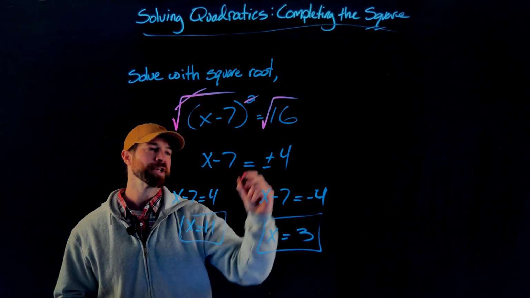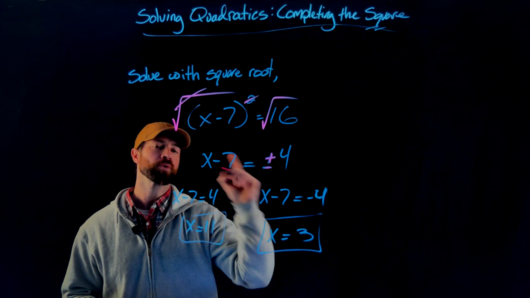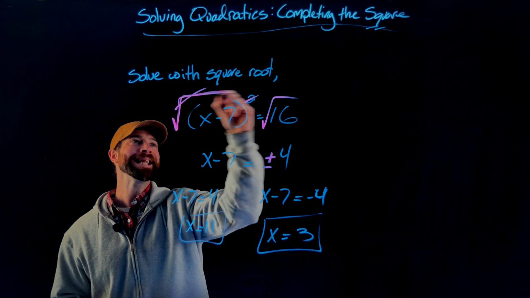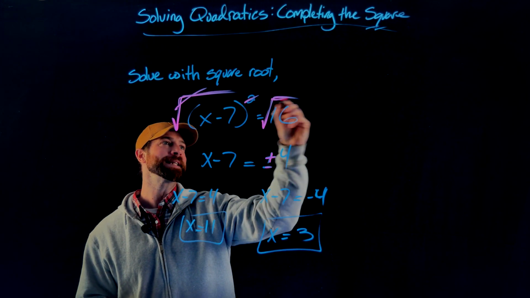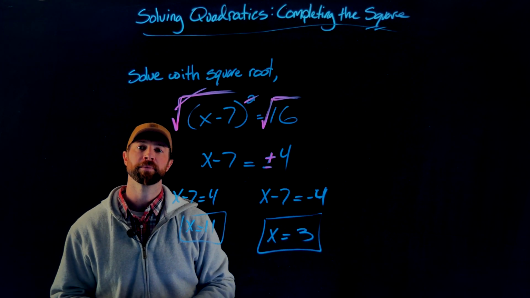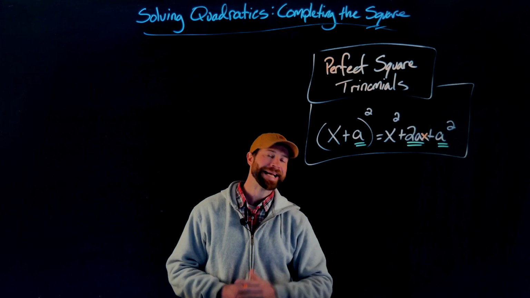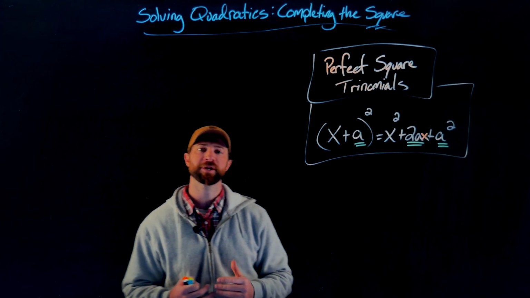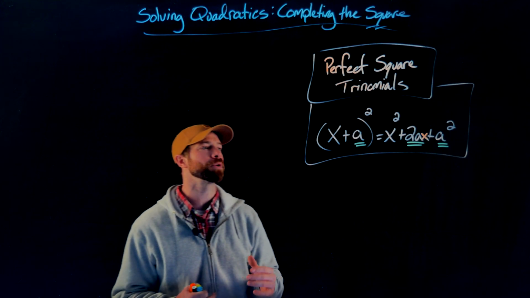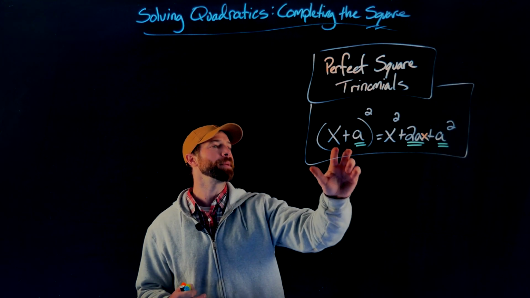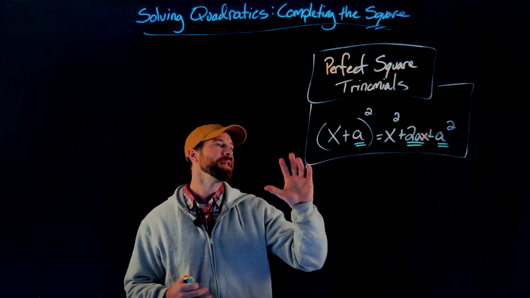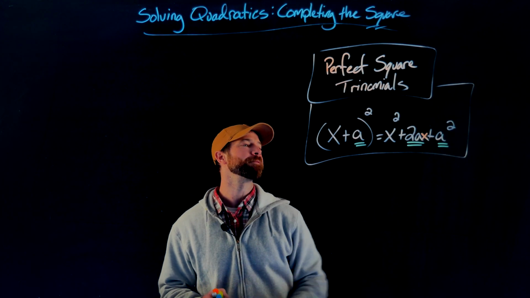Again, the emphasis on this move is getting this plus or minus whenever I apply any even root radical, specifically in this case, this square root radical to both sides of an equation to solve. Next thing we need to review are perfect square trinomials. Perfect square trinomials are the result of squaring a binomial or multiplying it by itself. They importantly have this similar form.